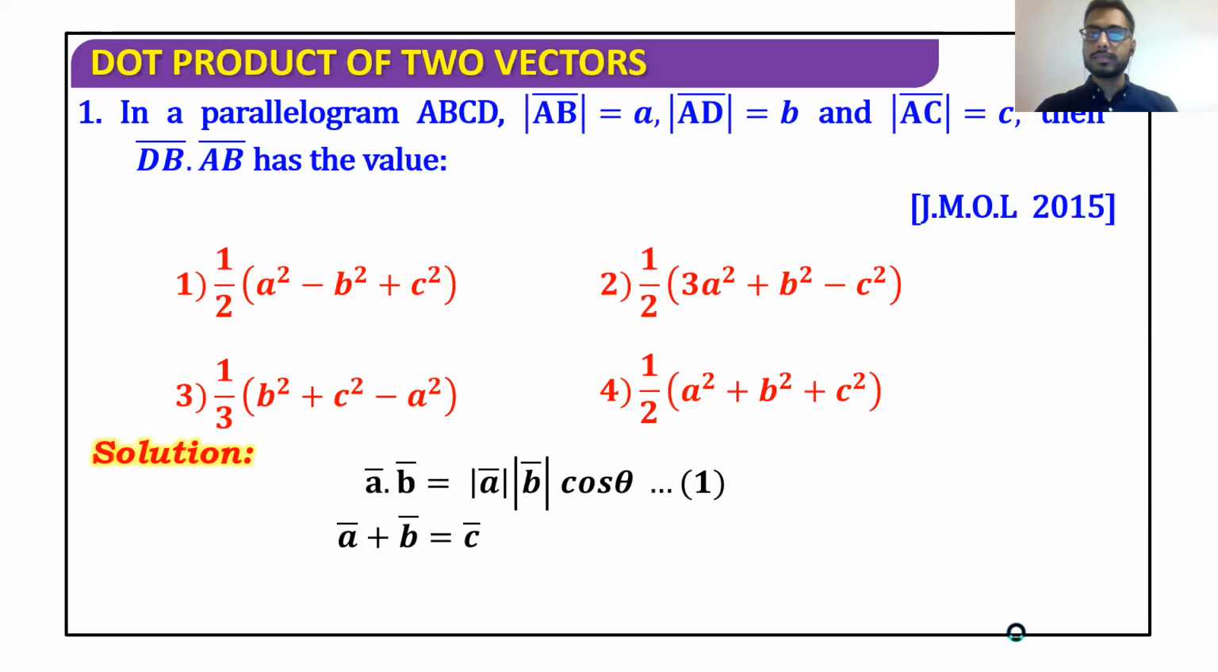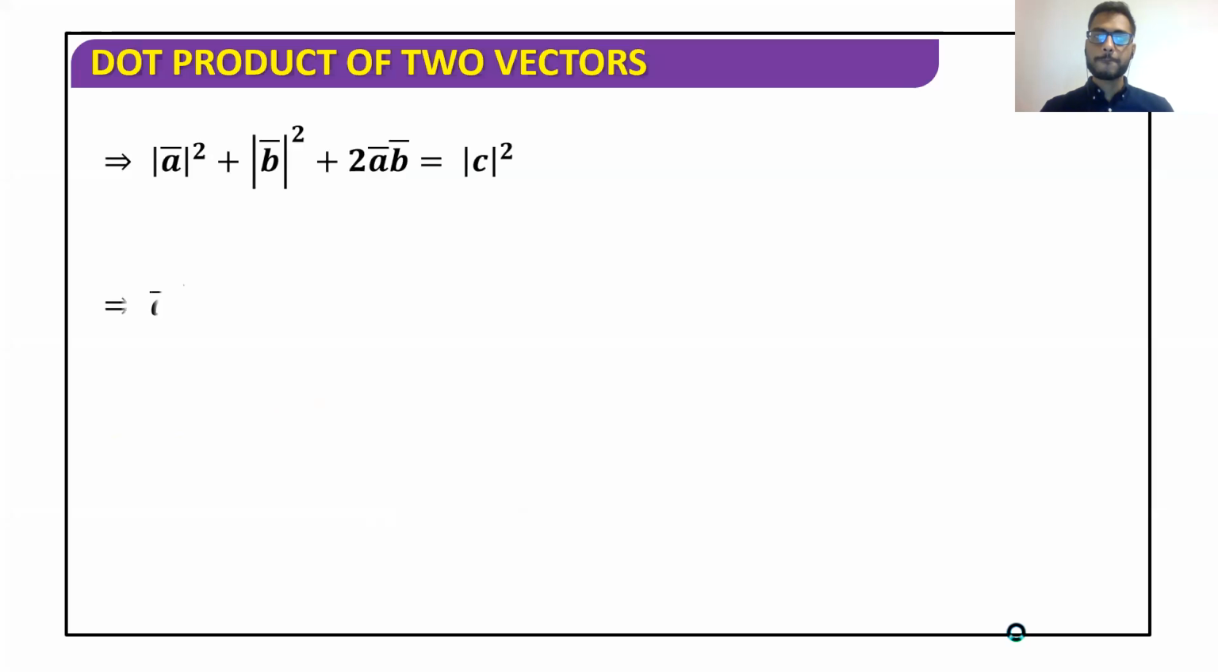Now I can say that in my parallelogram, A bar plus B bar is equal to C bar by applying the simple triangle law. And squaring on both sides, I'm going to get (A plus B) the whole square is equal to C square. So (A plus B) the whole square is magnitude of A square plus 2 into A bar dot B bar plus B bar square, equal to, on my right hand side, C square. Therefore, A bar dot B bar, keeping it on one side, rest all other terms on other sides, because we are going to need this value of A bar dot B bar.